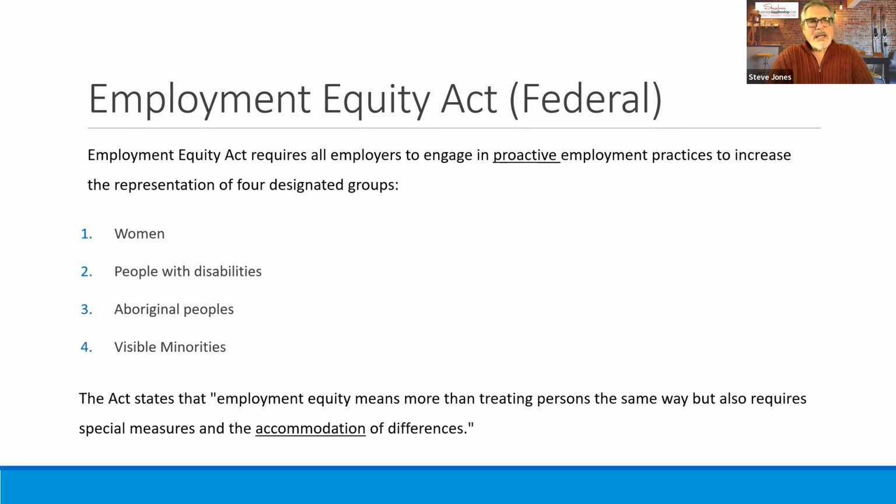Employment equity has to do with taking proactive steps to try to match the distribution of groups, and they identify 4 groups: women, people with disabilities, Aboriginal people, and visible minorities. So we take these 4 groups and we take a look at the community that we live in or we recruit from, and we say, what are the percentages that exist in the community? What percentage are women? What percentage are people with disabilities?